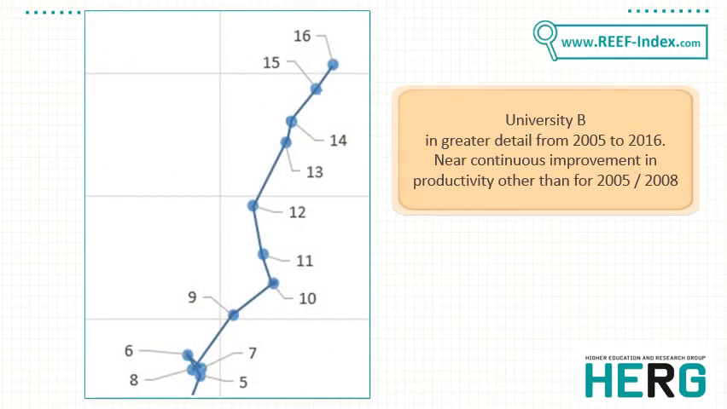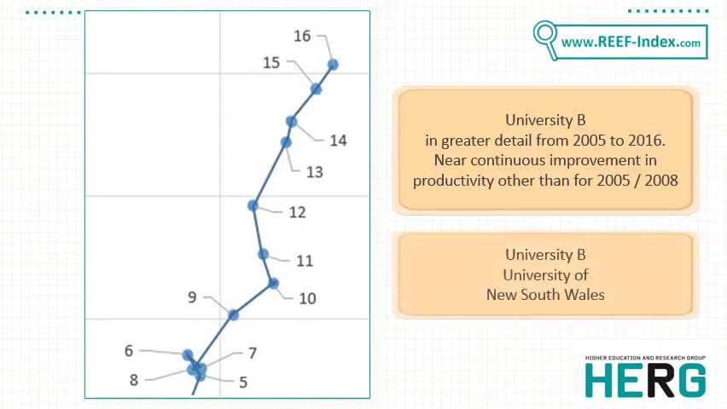You can see that after about 2008, the trajectory of this university's productivity growth was upwards and to the right. That is to say, there was some improvement in education and a very significant improvement in research productivity. This was the University of New South Wales.